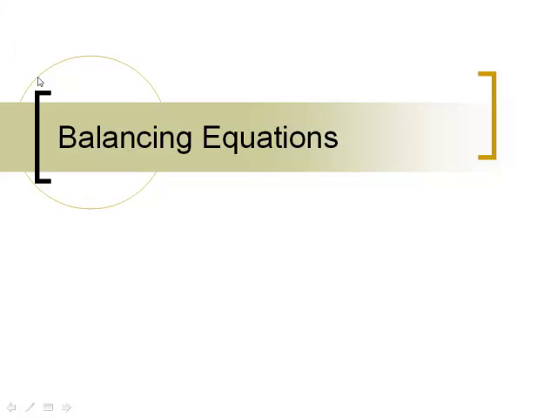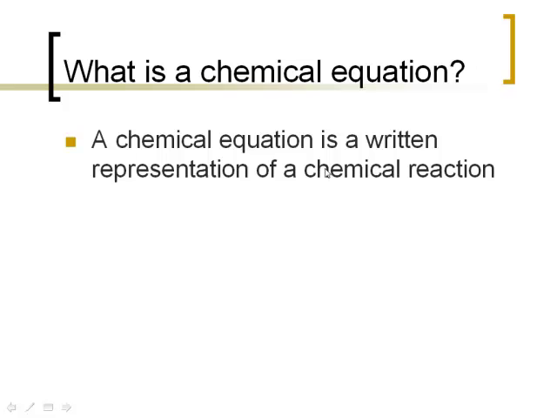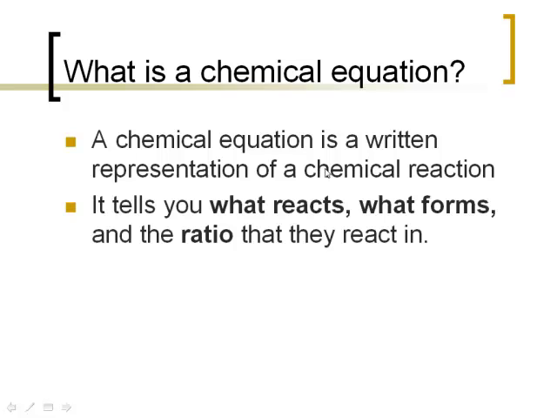So, let's talk here briefly, guys, about how to balance chemical equations, okay? First of all, let's talk about what a chemical equation is, and I'm going to show you one so that you know what one is. A chemical equation is a written representation of a chemical reaction. What it shows are the ingredients, the things we start with, and the things that are formed in the chemical reaction. So basically, this is what it tells you: what things react, what forms during the reaction, and also in what ratio they react and form.